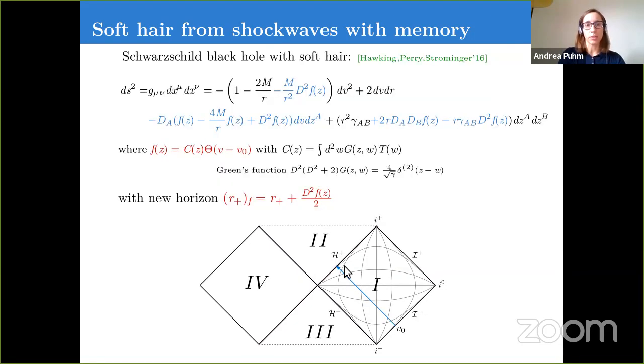So this shock wave perturbation, as a function of this angular profile T, can be shown to change the black hole metric by these blue terms, which are given in terms of this function f, which is a function of the angles, and it's related to T, this profile T, in this fashion. Now, what that does is that it changes the horizon radius by some angle-dependent function. And this has been argued to be achievable by the action of BMS supertranslations.